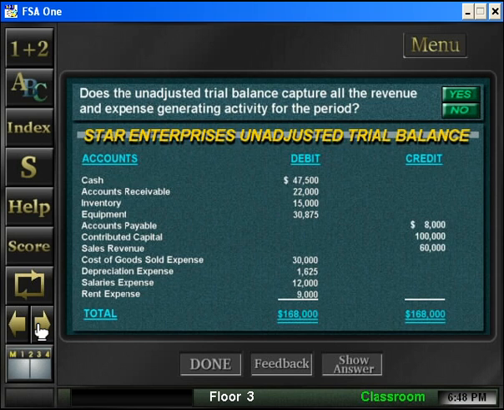Here is an unadjusted trial balance. Does this trial balance capture all of the revenue and expense generating activity necessary to prepare an income statement for the period? Correct. In addition, there are ongoing revenue and expense transactions whose effects have not been entered into the accounts. These require updating or adjustment.